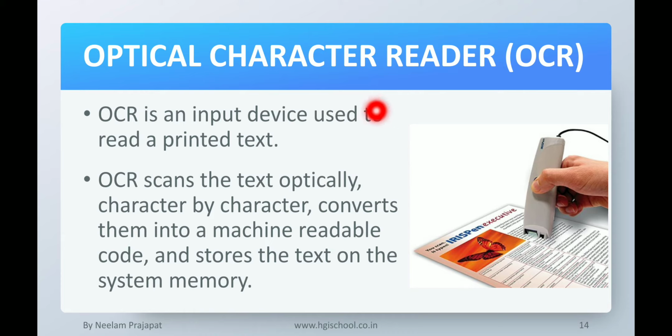Now OCR, optical character reader. The device is shown here. It is an input device used to read printed text. OCR scans the text optically, character by character, converts them into machine readable code and stores the text in the system memory.